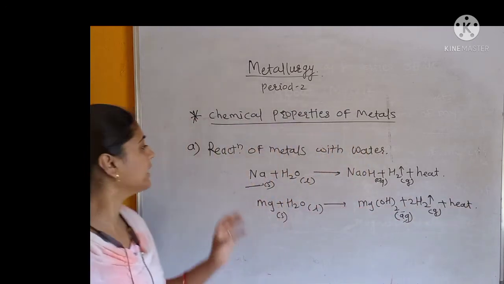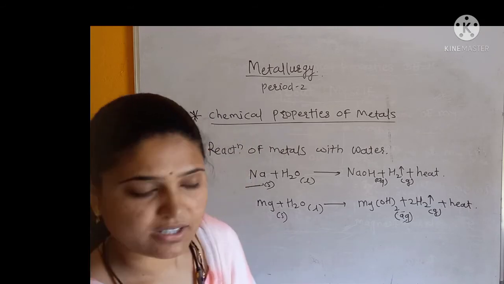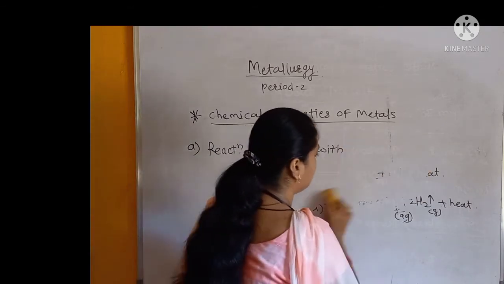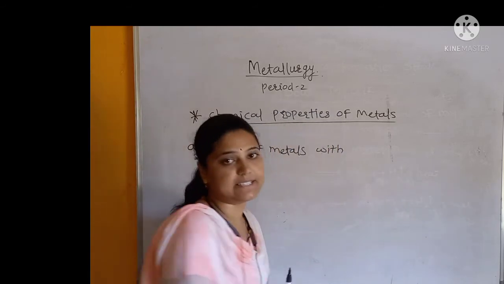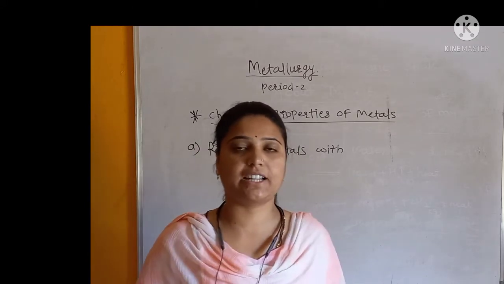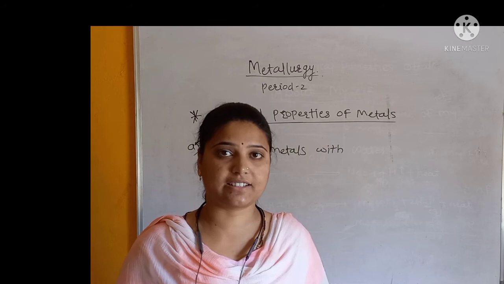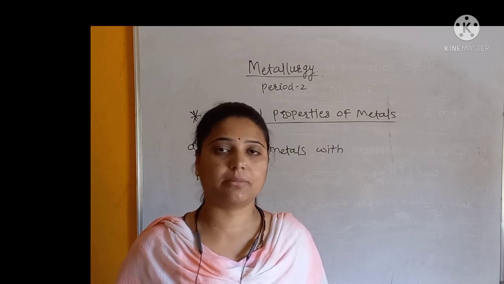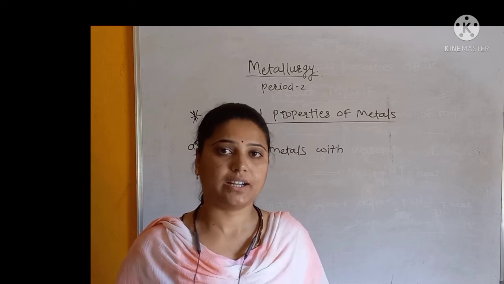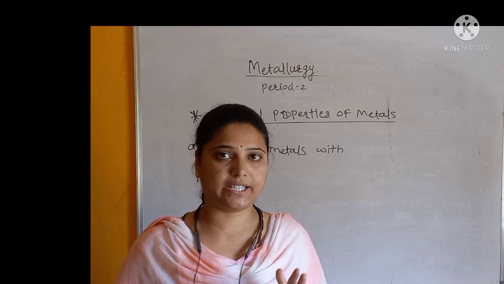So this is the second chemical property of metals. Then the third chemical property of metals, when metals react with acid. Acids, how many acids are there? HCl, hydrochloric acid, sulfuric acid, nitric acid, also acetic acid. But here we learn about the inorganic acids, that is HCl, hydrochloric acid, H2SO4, sulfuric acid, and HNO3, nitric acid.